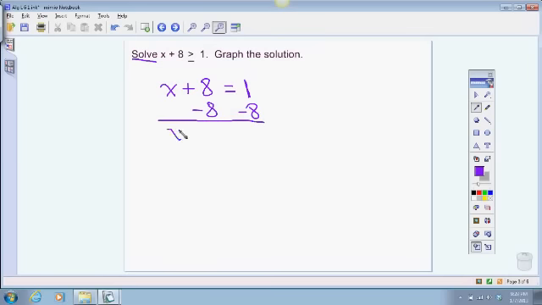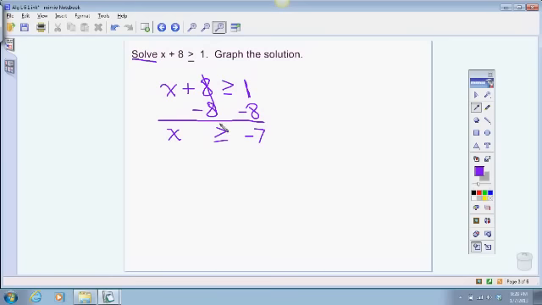We bring down our x. Our plus 8, minus 8 cancel out. And then 1 minus 8, or 1 plus a negative 8, is a negative 7. And normally we'd bring down our equal sign. The only difference is that it wasn't an equal sign to begin with. It was a greater than or equal to sign. So you bring down your greater than or equal to. There is one instance where that doesn't work, and we'll talk about that in a little bit.